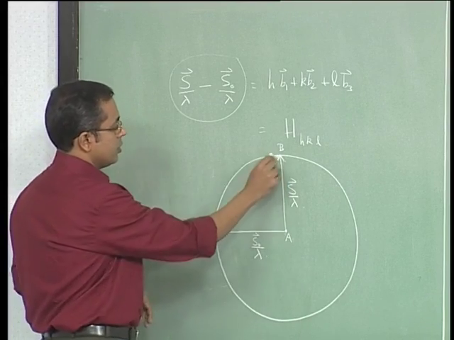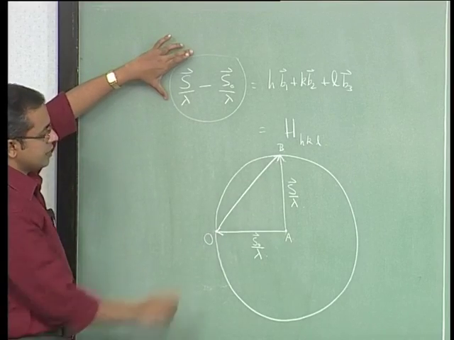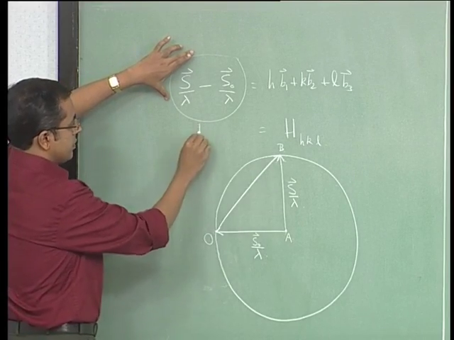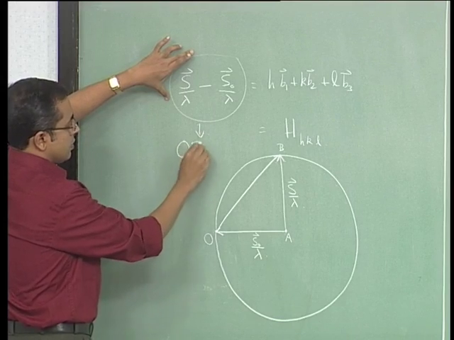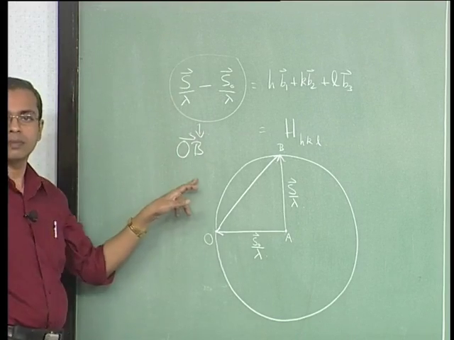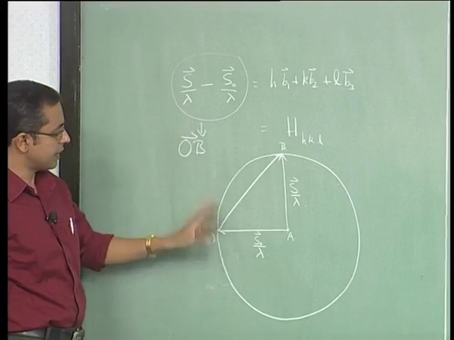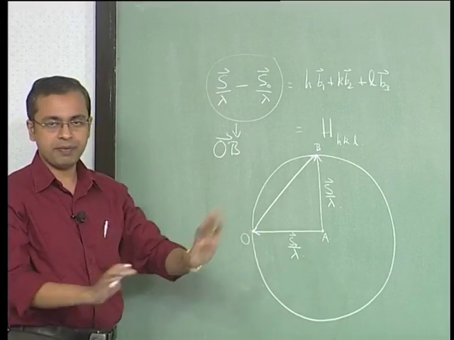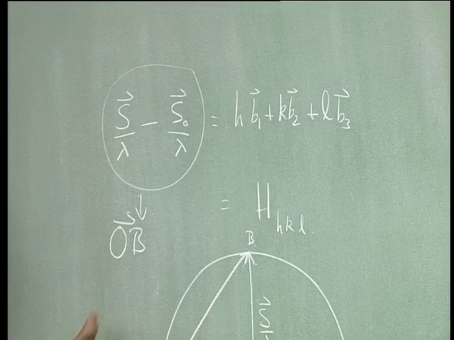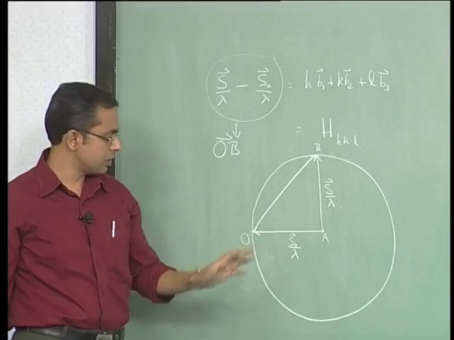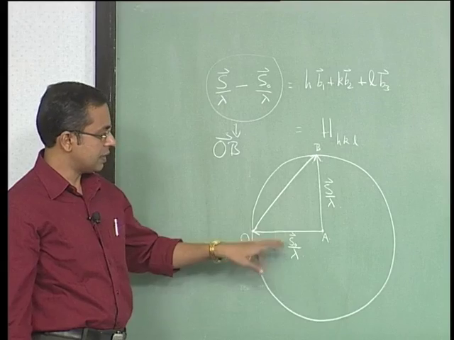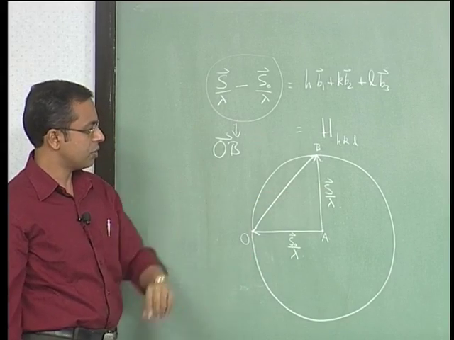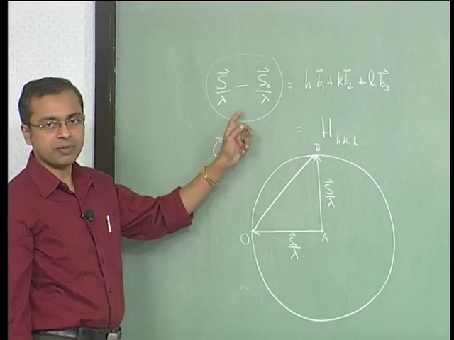Okay. So the left hand side is now this vector OB. The left hand side of this equation is this vector OB in this diagram. Everything is consistent, we have just used a very consistent procedure, and we have arrived at this. Okay. So S naught by lambda is here, S by lambda is there, and therefore OB is the left hand side of this equation.